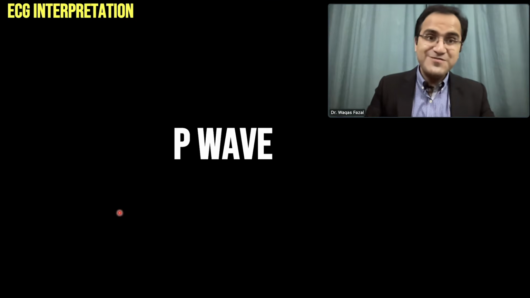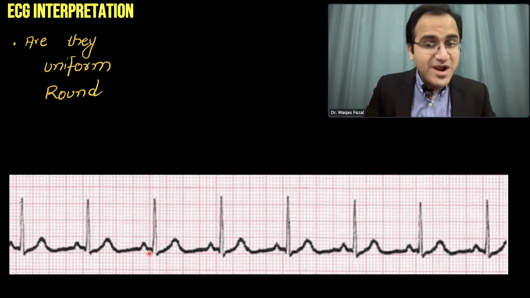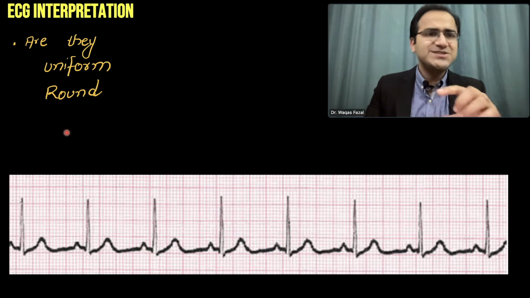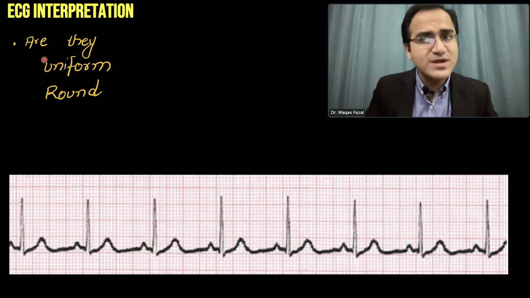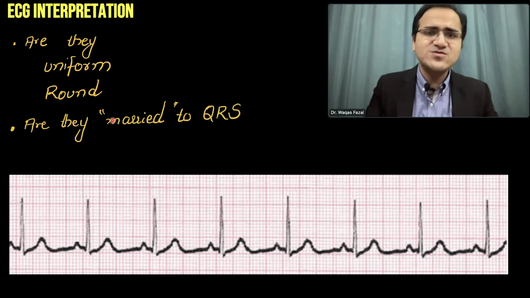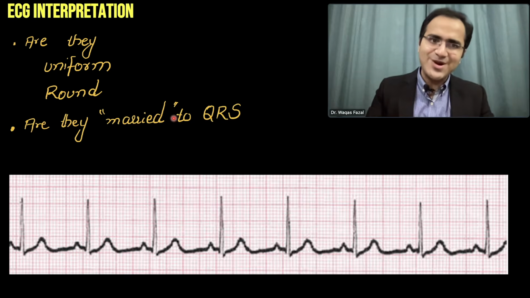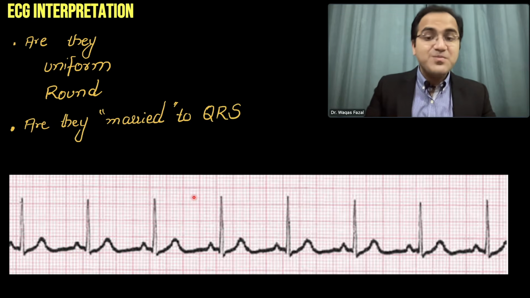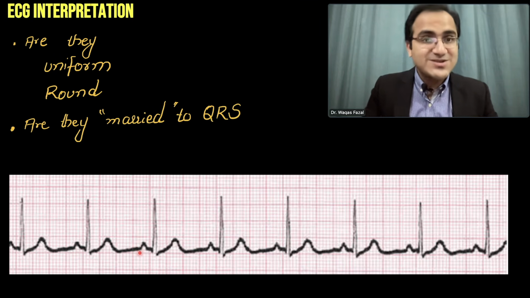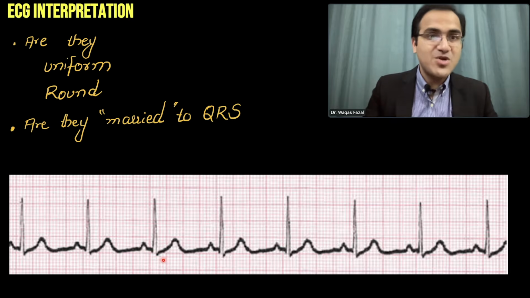Now, coming to P wave, a P wave should be round, upright, and uniform. Remember, when an ECG strip is given to you, you must see whether the P wave is uniform, round, and whether the P waves are married to the QRS complexes or not. Now, what does that mean? P waves should be followed by a QRS complex. Always look for a QRS complex after a P wave. If after a P wave a QRS complex is absent, it is abnormal.